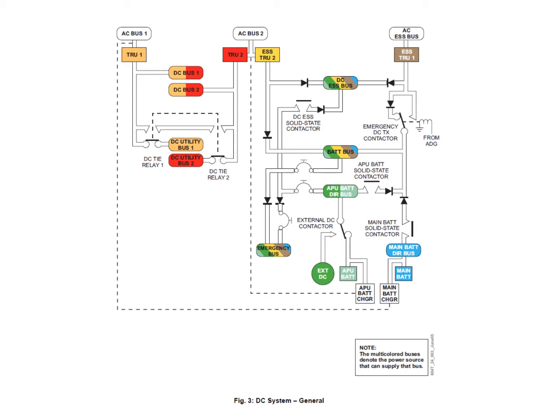Again, vice versa. On the essential side of things, there are no contactors. You can see that the two essential TRUs just feed down directly onto the essential DC bus via some diodes. So if you lose an essential TRU, no contactors operate. The other TRU just carries on as per normal.